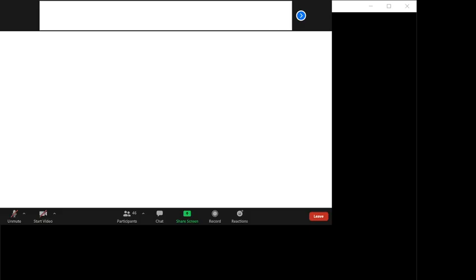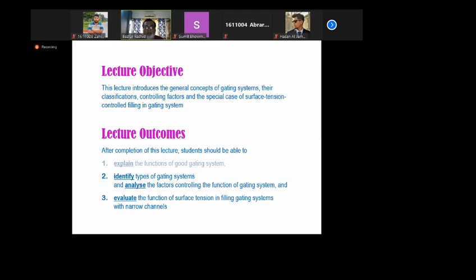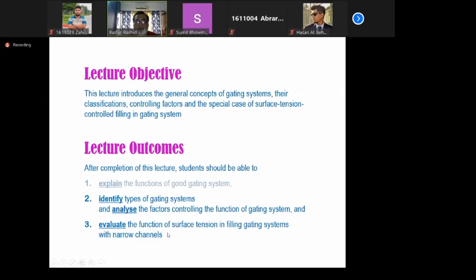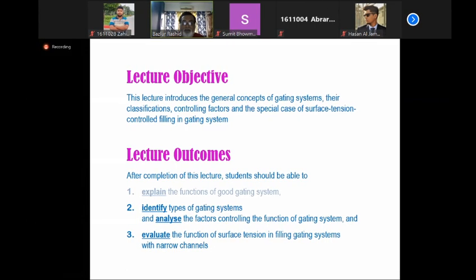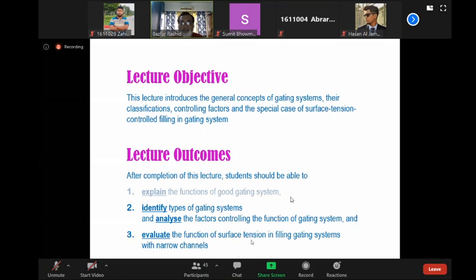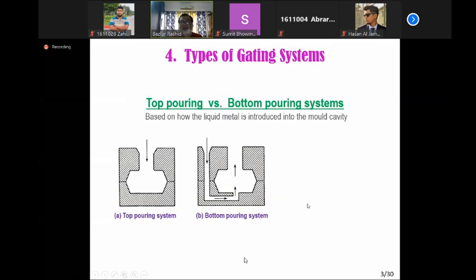Here, we'll talk about identifying different types of gating system, and we'll analyze the factors controlling the function of the gating systems. So when you design a gating system, what are the aspects that we keep in mind during the design? And one special topic is narrow channels. If the casting section thickness is very thin, then one important element is surface tension, which comes into effect and controls the flow of the liquid metal. So how we deal with this narrow section casting during design of a gating system is our last aspect of today's class.